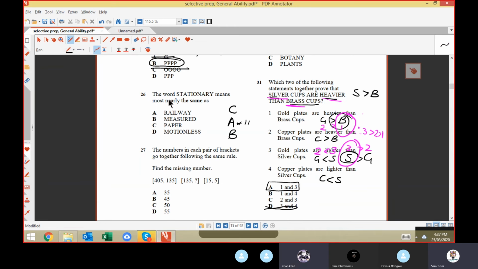I kind of got mixed up, even though I chose A. If you chose 2 and 4, but it's not on there, would that be correct? 2 and 4. Copper plates are heavier than brass cups, but copper plates are lighter than silver cups. So they're heavier than brass, but lighter than silver. That means silver could be higher than brass. Yeah, because it's kind of saying the same thing as the gold plates. You are right. Good job.